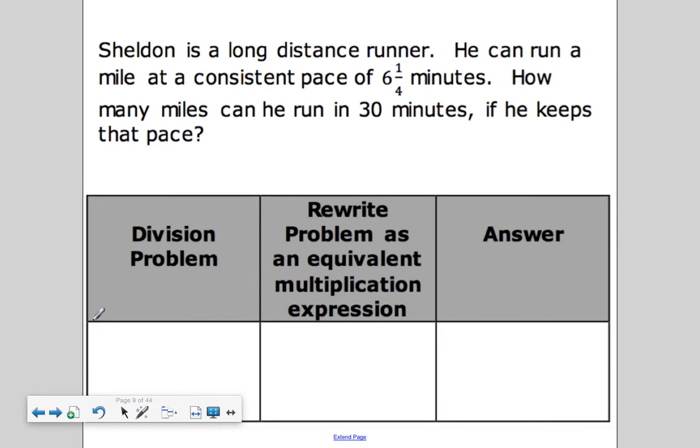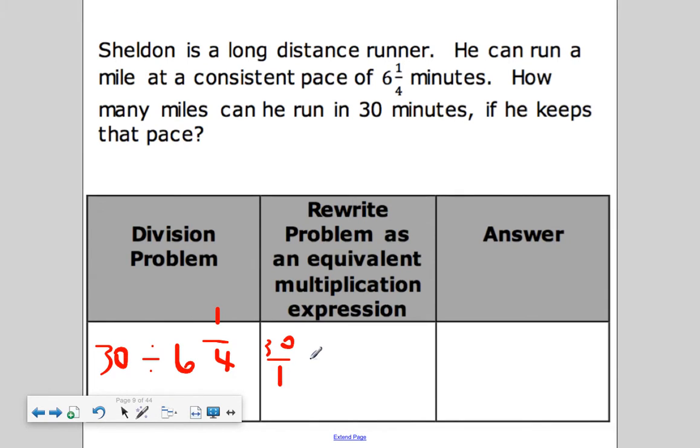Sheldon is a long-distance runner. He can run a mile at a consistent rate of 6 1/4 minutes. How many miles can he run in 30 minutes? So we have 30 minutes. We're taking away 6 1/4 minutes every time, for every mile. So it's repeated subtraction. How long will this last him?